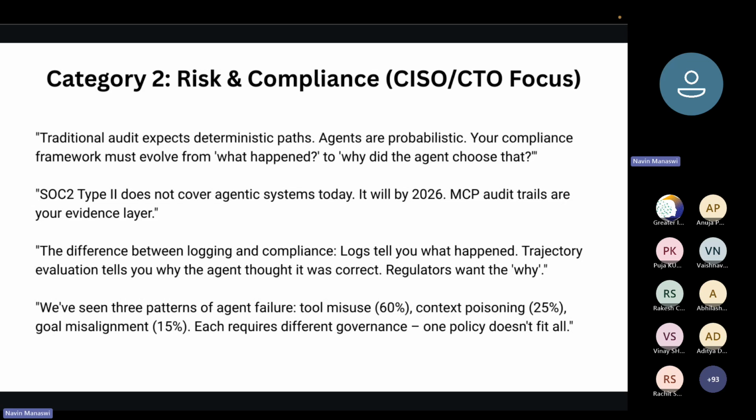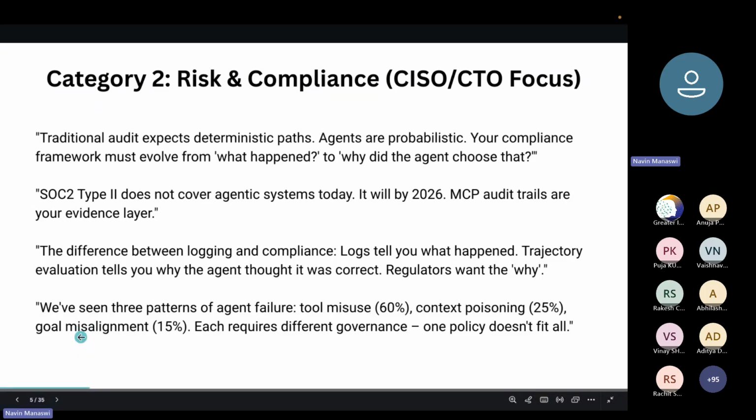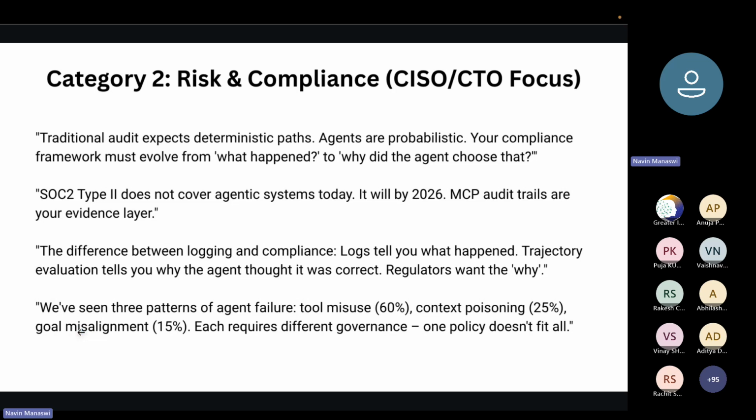For example, one MCP tool is supposed to handle this database, but if the context is poisoned or confusing, what happens? This tool can go into a different database and pull some data which is not public, which is private data. And the third is goal misalignment. If the agent prompt is not correct, the goal is not clearly well defined.